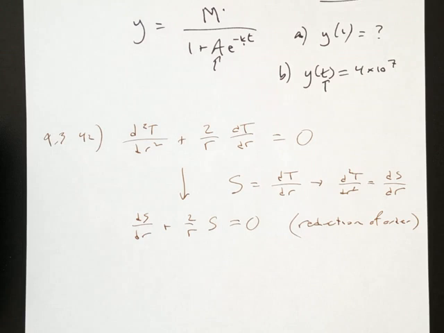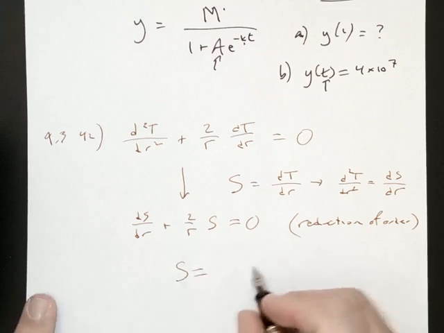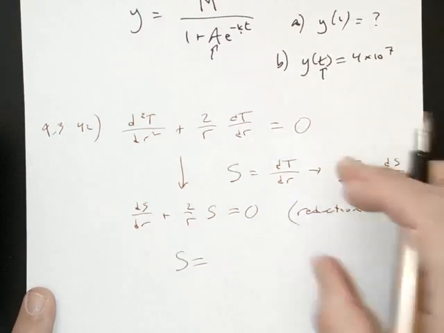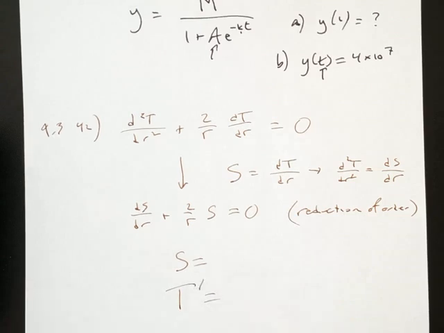But that equation, that's separable. I'll solve it, right? So I do some work and I get S equals some function of R. I don't know what it is. But we want T, not S. But this is the same as saying T prime equals. Okay, wait a second. Now I'll do another integral.